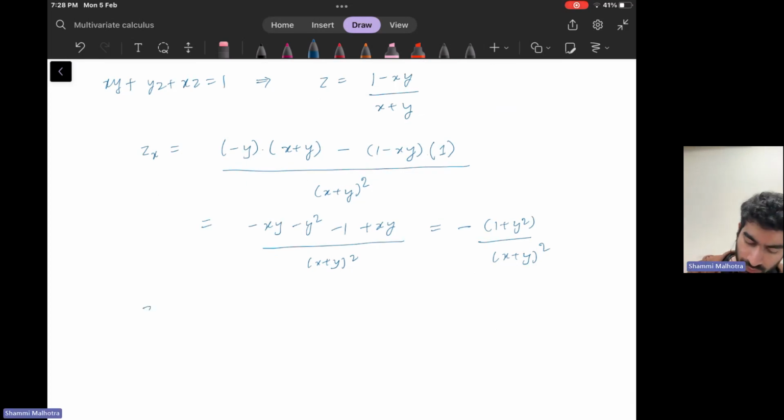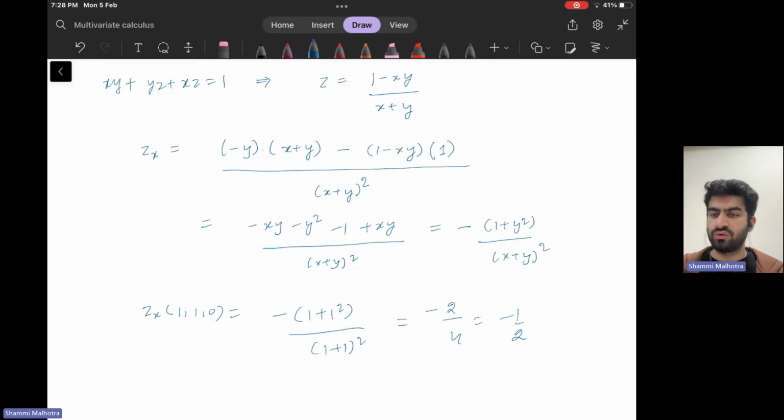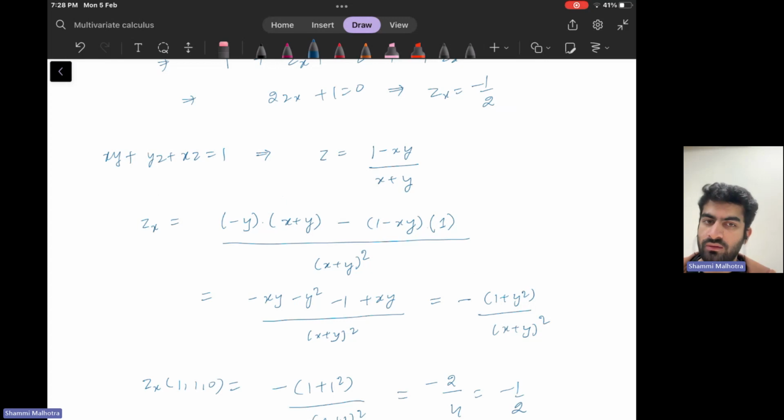Now what do I have to do? I have to calculate this partial derivative at (1, 1, 0). So I just plug in the values. So minus 1 plus 1 square over 1 plus 1 square. This is minus 2 divided by 4, which is minus half, the same value which we calculated earlier. So we can also do it this way, but as we can see, the earlier method is easier to deal with. But it's up to you how you want to calculate. Here we are doing the differentiation explicitly, but we can also differentiate implicitly. That also can be done.